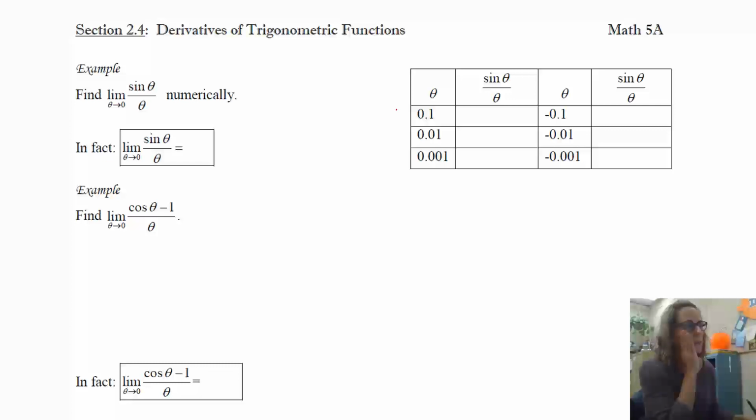So what I want you to do is take a few moments and use your scientific calculator and fill in the table over here for sine of theta over theta coming in from the right hand side of 0 and the left hand side of 0. And then unpause it when you're ready to see the table.